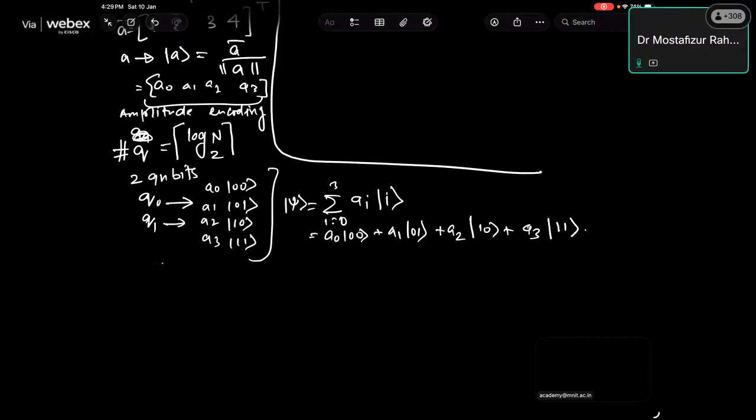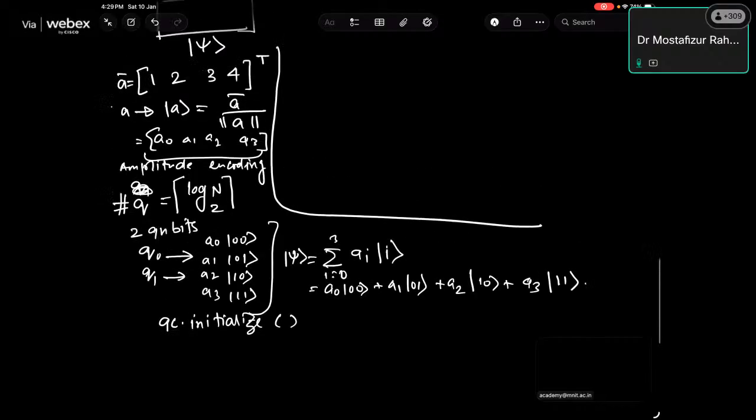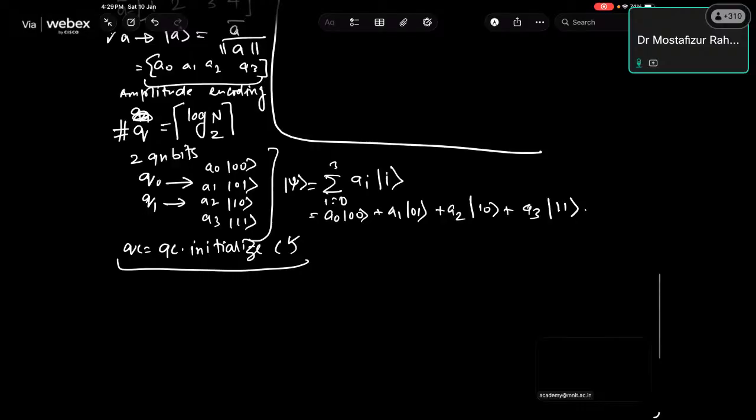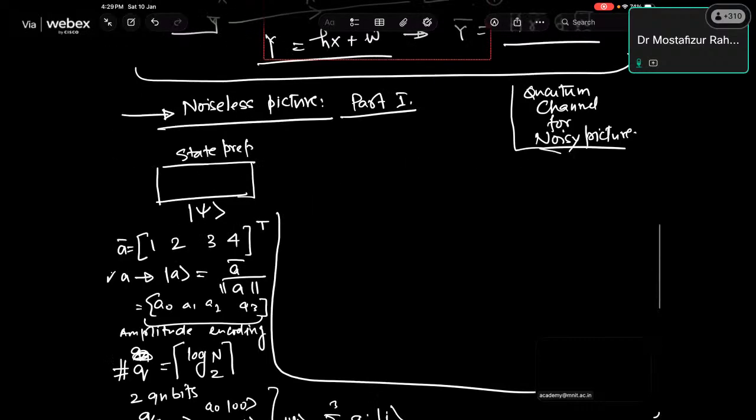And in Qiskit, we use qc.initialize as a function. So qc is your quantum circuit. You define the qc, and this is the function you can call. If you put your vector a here, it will generate a circuit for you for this state. So this is the first step we do.